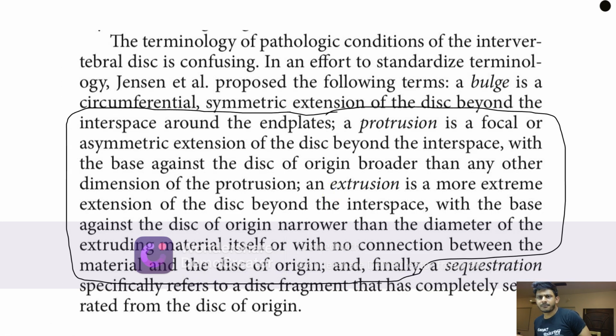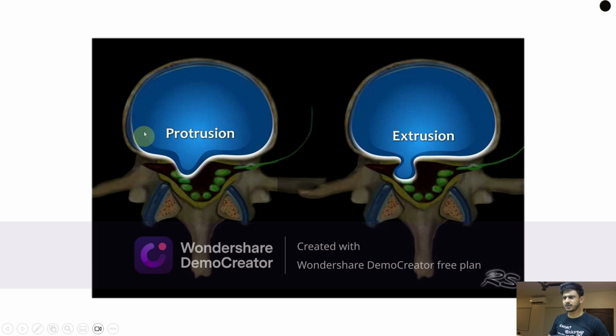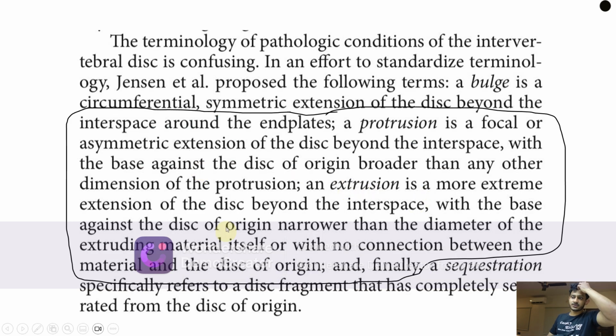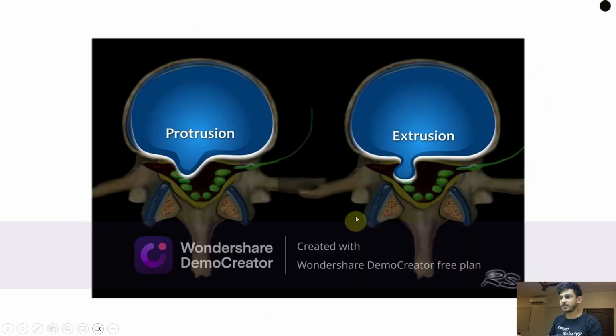So to add to this, in Campbell they've given a few more points where, according to Campbell, a protrusion is a focal or asymmetric extension of the disc beyond the interspace, with the base against the disc of origin broader than any other dimension of the protrusion. What they mean by this is the base of the protrusion is bigger than the material which is actually herniating out. Whereas in an extrusion, there's a more extreme extension of the disc beyond the interspace, and the base of the disc of origin is narrower than the diameter of the extruding material. So what they mean is the base is narrower and the extruding material is wider.